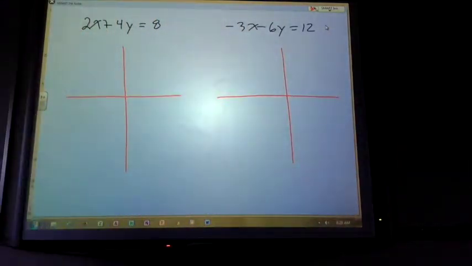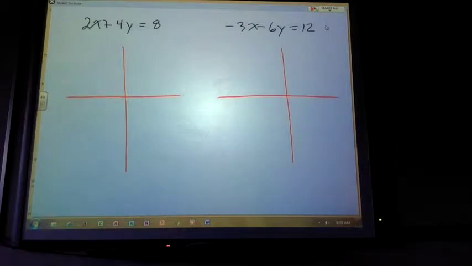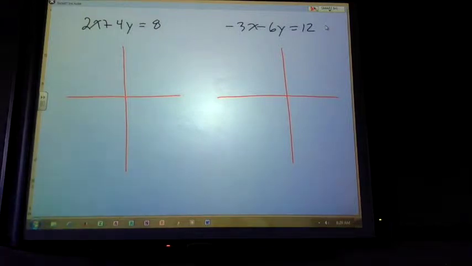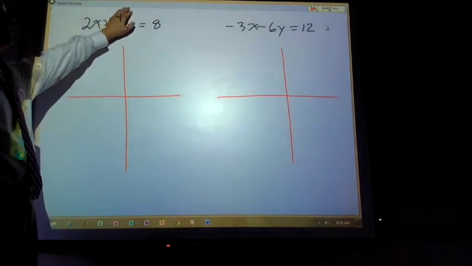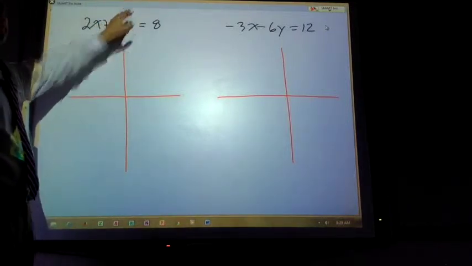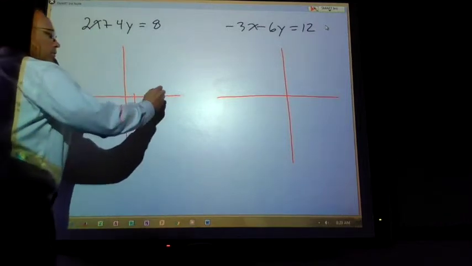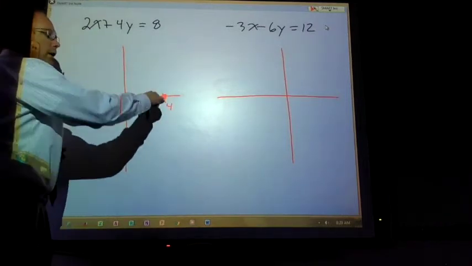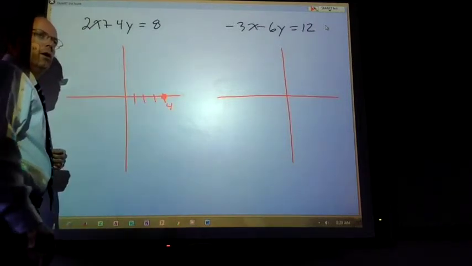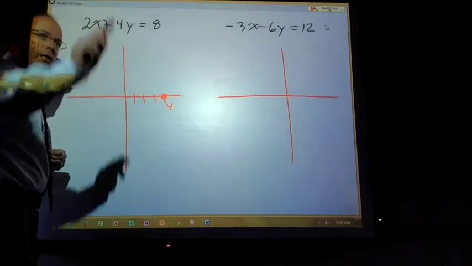Who's not done? George, calling on you first. We'll get you done right now. Ready? We're going to use the cover method. These are both set up in standard form. Still with me? Ready, George? I'm going to cover this up. So 2x equals 8. What's x equal to? 4. What point is that, George? 4 comma 0. Giddy up.